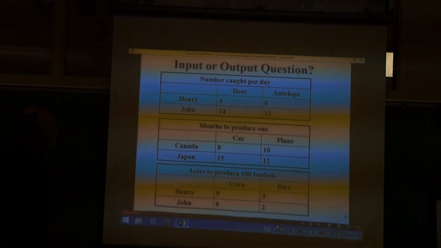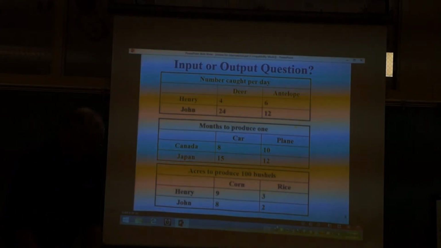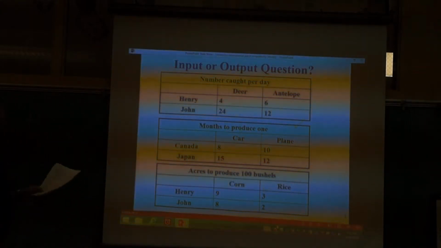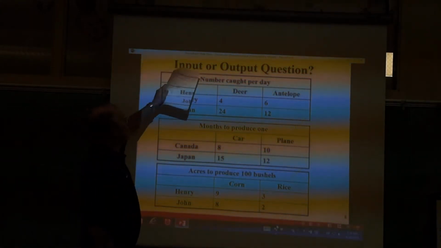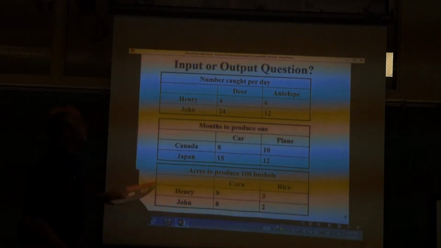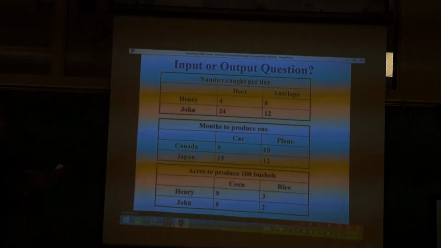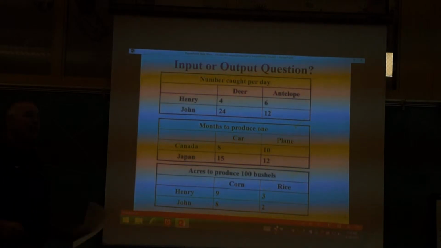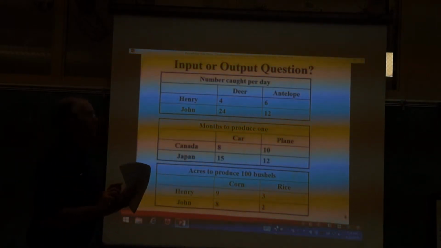Okay? Alright, let's just go over these. The first thing, whenever you see something like number caught per day, we're trying to get the most, then it is an output.